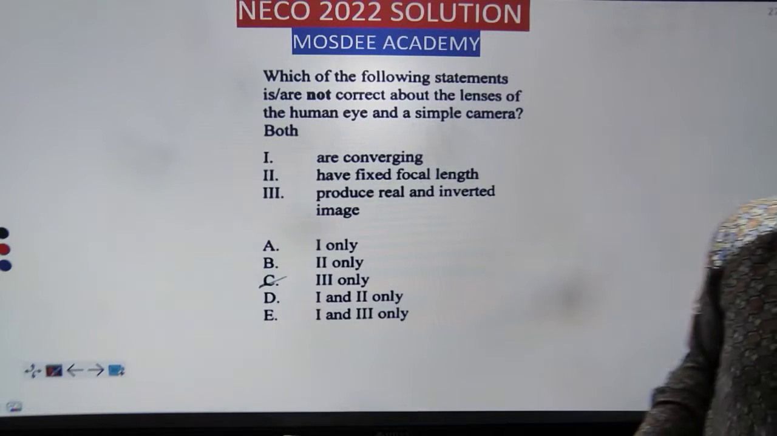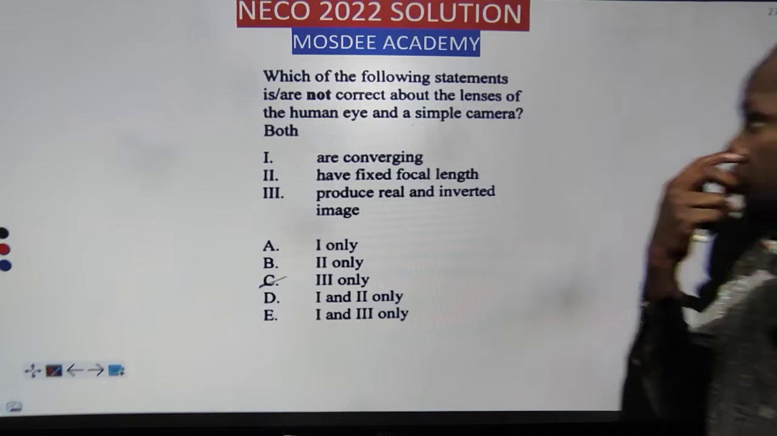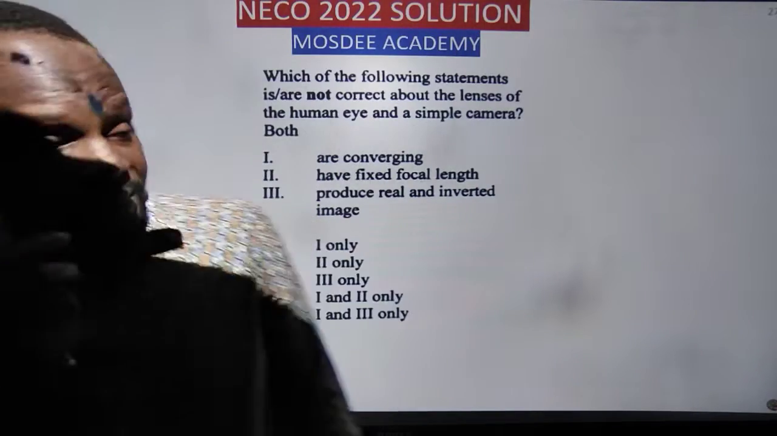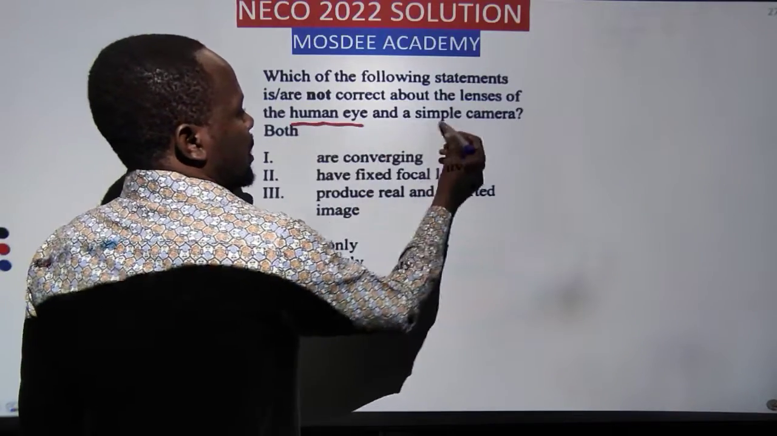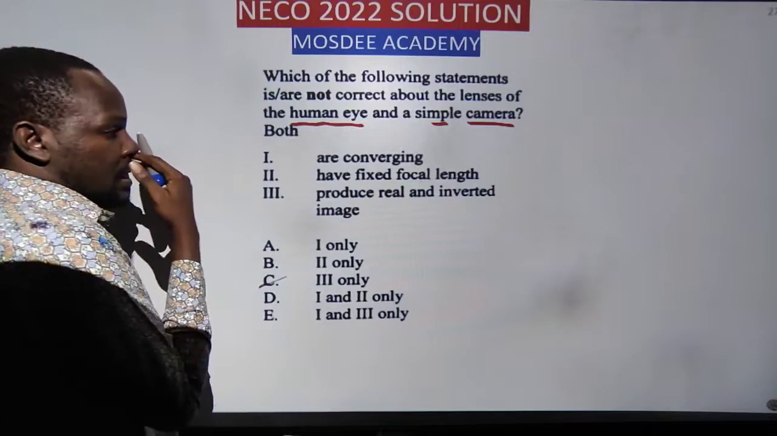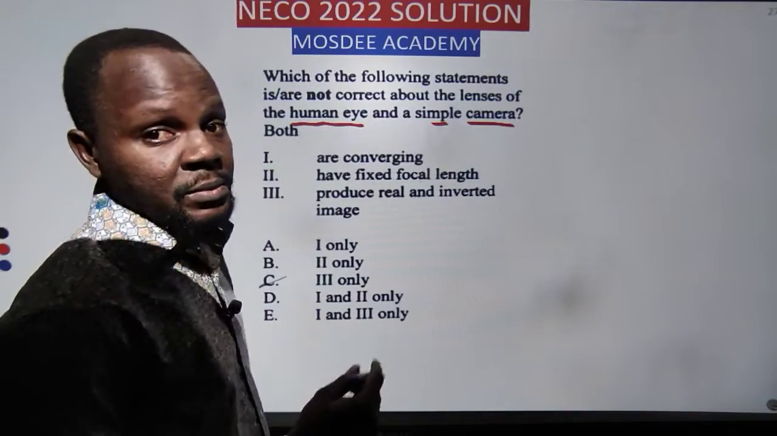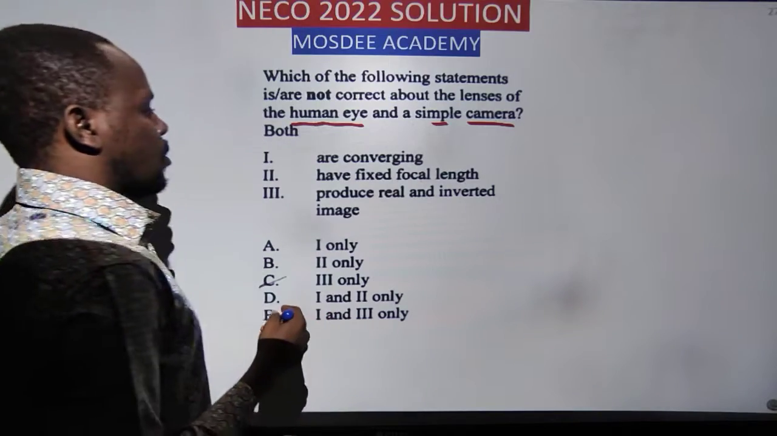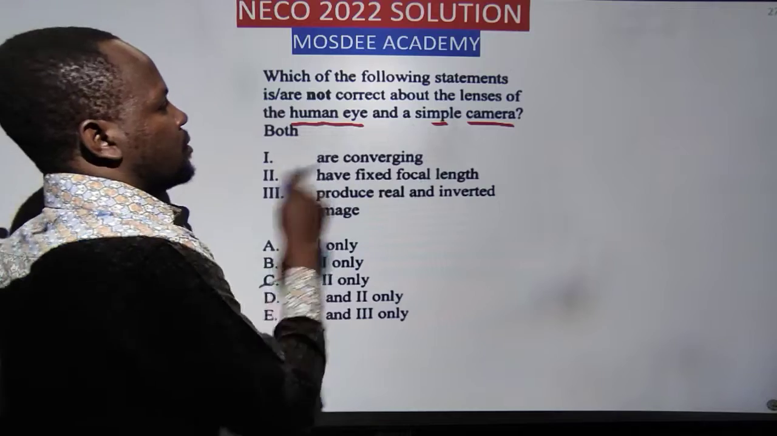The next question says, which of the following statements is or are not correct about the lenses of the human eye? So you are comparing the human eye and a camera. Now, the human eye always produces a real and inverted image. Please note that. Always converge. Which of the following statements is or are not correct about the two of them?